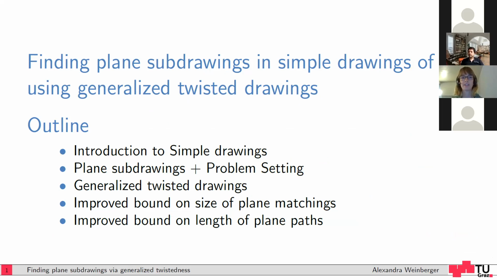I will define all these terms and some more things in the first quarter to half of this presentation, and also give you a bit more of an introduction and explain the problem setting, and then talk about these generalized twisted drawings and their properties. And then in the second half of the presentation, we are going to see proof sketches of how they can be used to improve the bound on the size of the biggest plane matching that can be found in any simple drawing of the complete graph, and the length of the longest plane path in any such drawing.